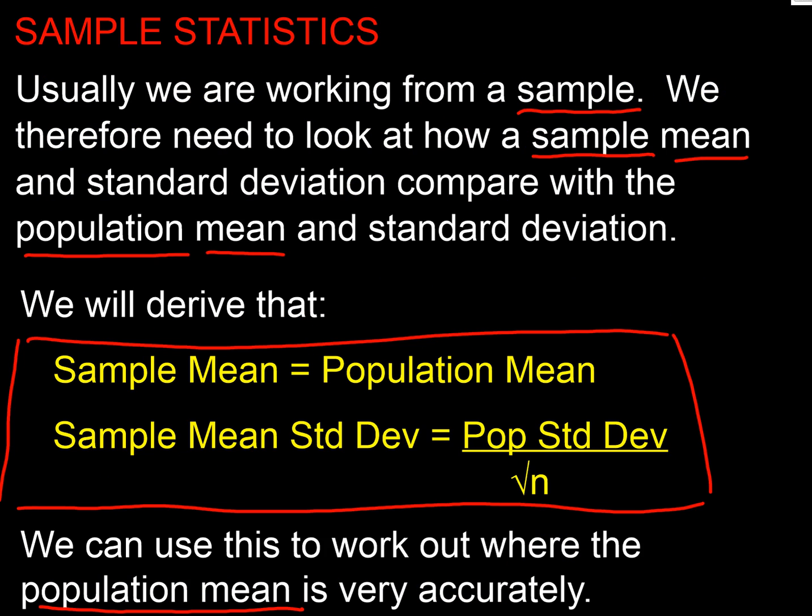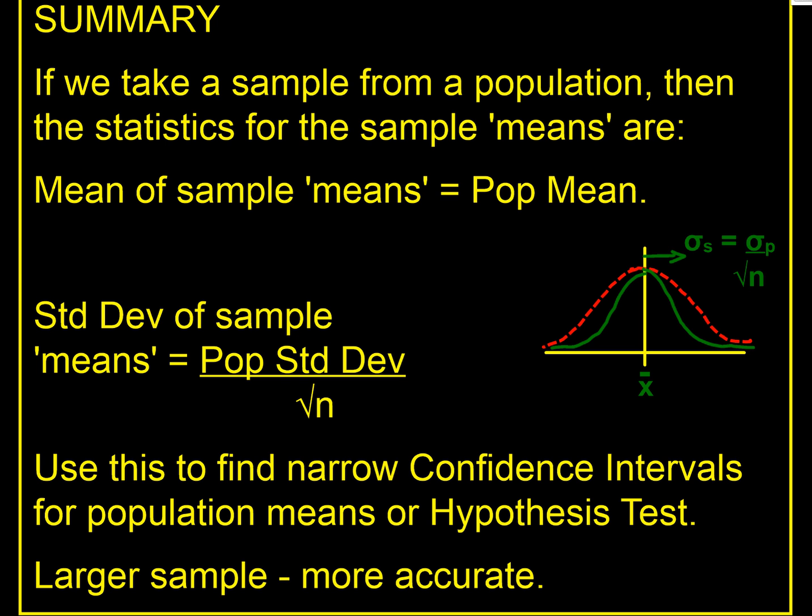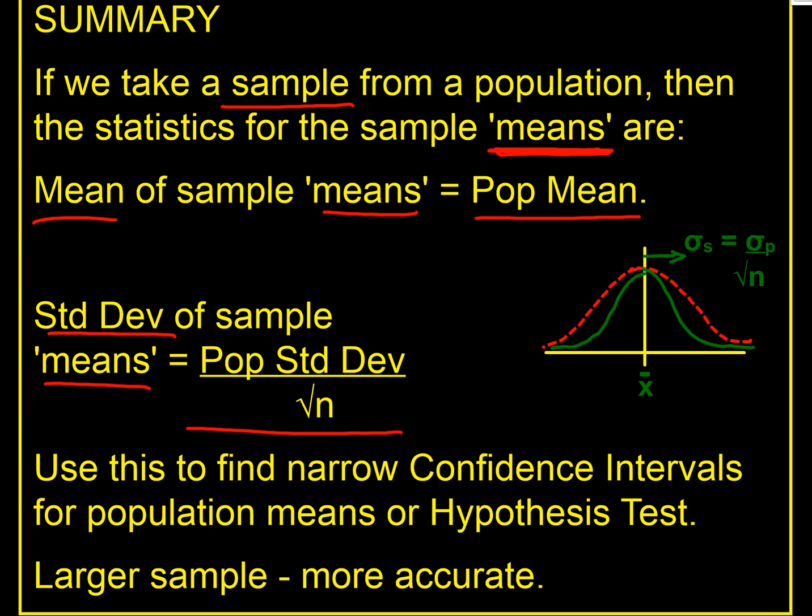Okay, so finally, let's have our little summary at the end. If we take samples from a population, we can find the statistics of the sample means, and we can find the mean of means and the standard deviation of means. The mean of means is going to equal the population mean, and the standard deviation of means is going to be the population standard deviation divided by root n. So as we see here in the green, we're going to get a narrowed normal distribution from our population by dividing by root n. This narrowing is extremely useful for confidence intervals or for hypothesis testing. And remember that the larger the sample, the more accurate the result is going to be. There we go. Hope that's of use.